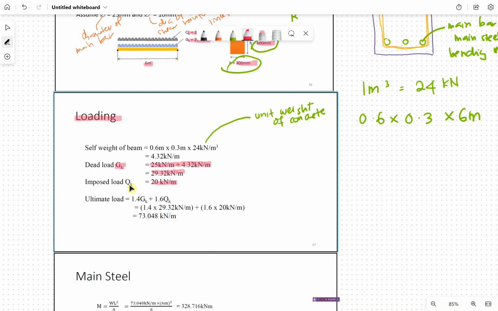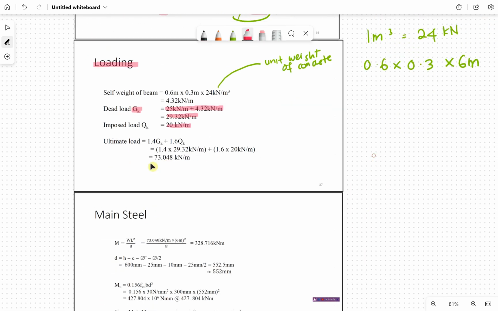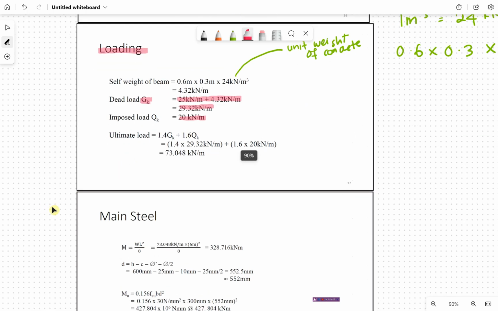Therefore, this is the formula 1.4 GK plus 1.6 QK and just fill in the value of GK, the new one that you dah kira include the self weight 29.32 and the imposed load 20 kN per meter according to the question, and you will get the answer here. Right, so that is our ultimate load, meaning this is the load that is going to be carried by the beam. Okay, termasuk self weight dia. Macam you lah, you carry your own weight.